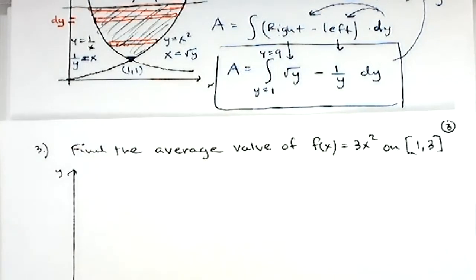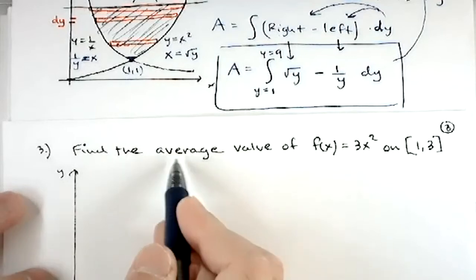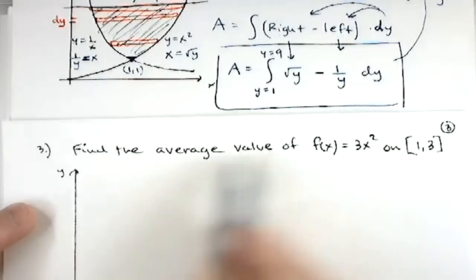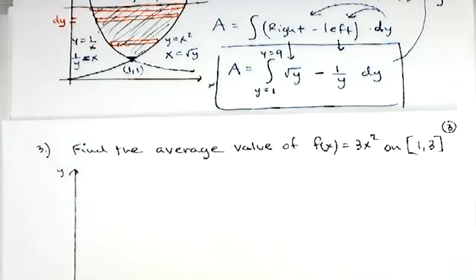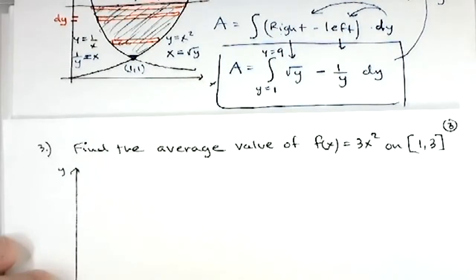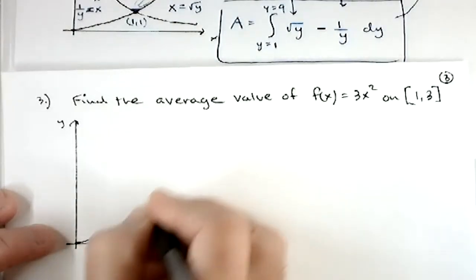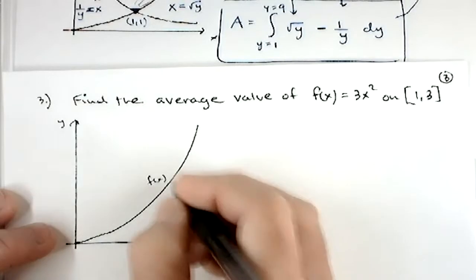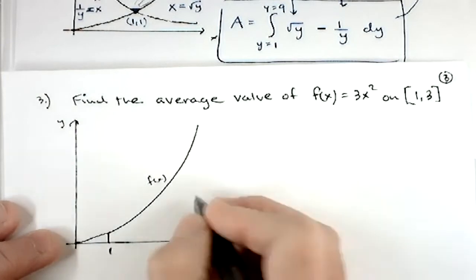Okay, so that's kind of 6.1. There's certainly more types of problems. But 6.2 is all about the idea of an average value of a function. So I wanted to give you an example of that. Find the average value of f of x equals 3x squared on the interval from 1 to 3. So I'm going to sketch that graph. This is a parabola. And we're really only interested in this between 1 and let's call this 3.